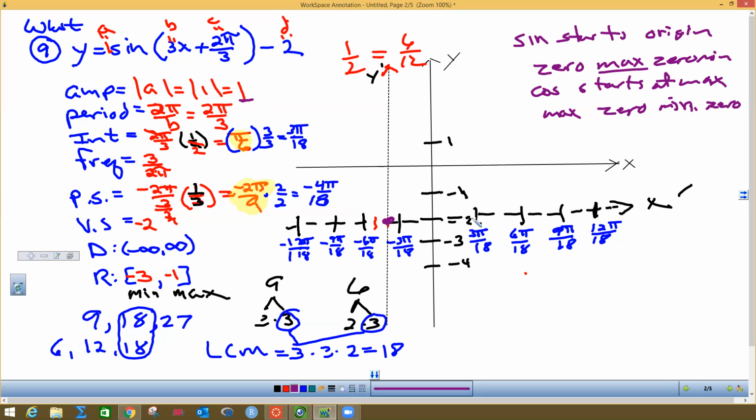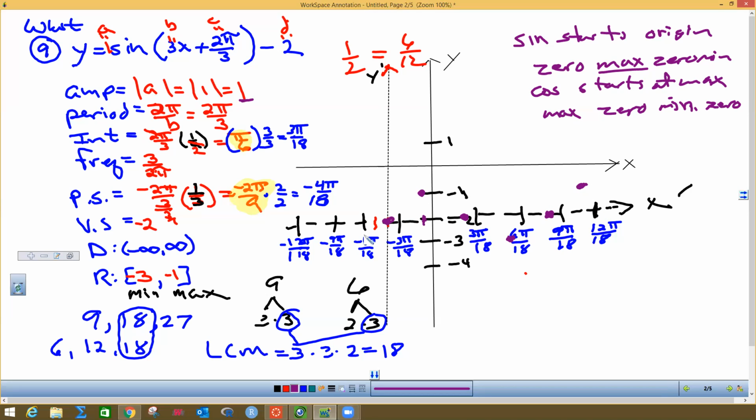So at my next tick mark, do you see how that's just to the left of the tick mark? So that means my next one has to be just to the left of the y-axis. So my max is going to go here. And then my 0 is going to go just to the left of the next tick mark. And then the min, which is -3, is going to be just to the left of that tick mark, and then back to a max just to the left of that tick mark. And then I keep that pattern going.